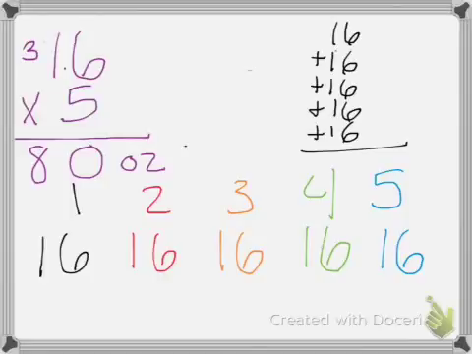So I have 16, 32, 48, 64, 80, because I have 5 16s. 80 ounces. So how many students can complete the art project? 80 students, because we have 80 ounces of clay.